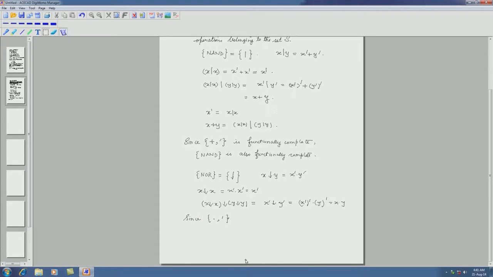Therefore, we can write as before, since dot and complement is functionally complete, so is the singleton set NOR, and that is all.